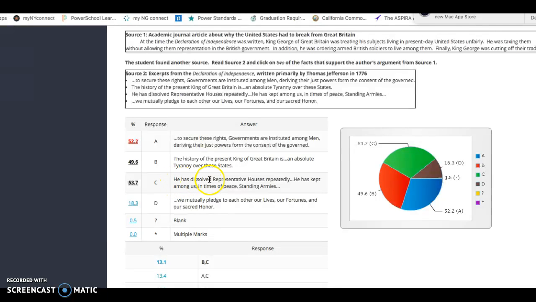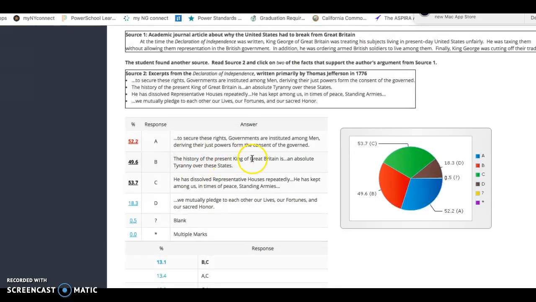It says he has dissolved representative houses repeatedly. He has kept among us, in times of peace, standing armies. So this is a very easy sentence to read and to ascertain: dissolved houses of representatives and put an army in place when times in society were peaceful. It's clear these are easy to see as things done by someone who is unfair. That was easy, so that makes sense. If you look at the other option, that would have been the correct one.